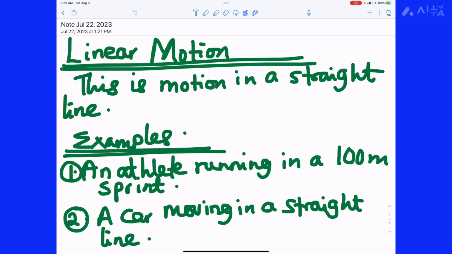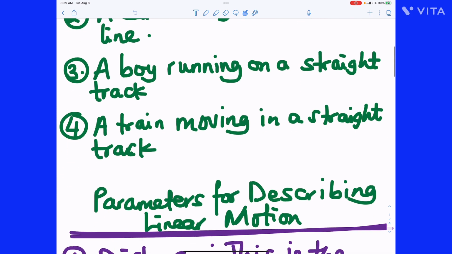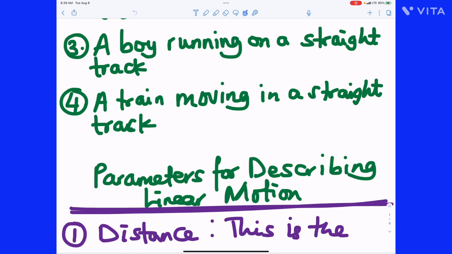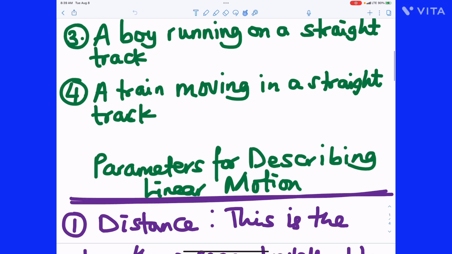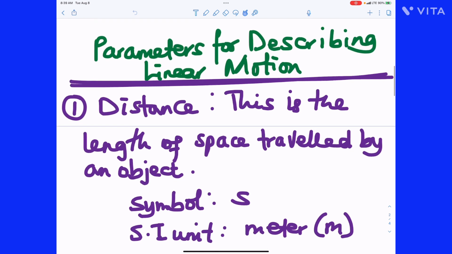To linear motion. This is the motion of an object in a straight line. Examples of objects or bodies performing linear motion are an athlete running in a 100-meter sprint, a car moving in a straight line, a boy running on a straight track, or a train moving in a straight track. Anything that moves with changing or constant acceleration in a straight line is performing linear motion or rectilinear motion.